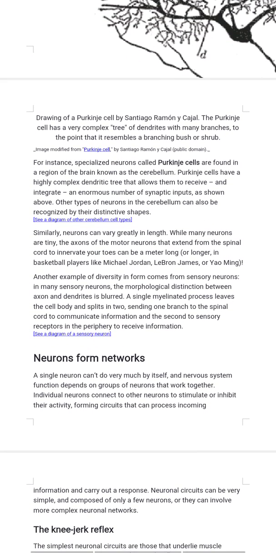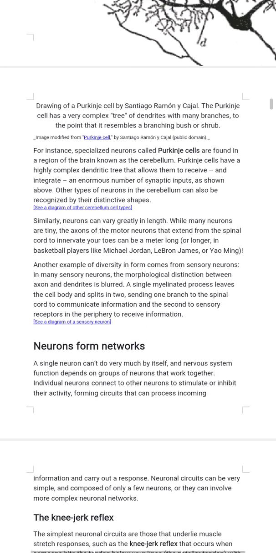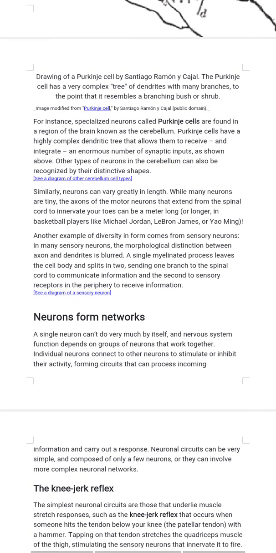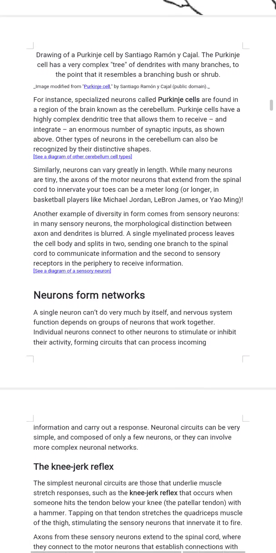In many sensory neurons, the morphological distinction between axon and dendrites is blurred. A single myelinated process leaves the cell body and splits in two, sending one branch to the spinal cord to communicate information and the second to a sensory receptor in the periphery to receive information.